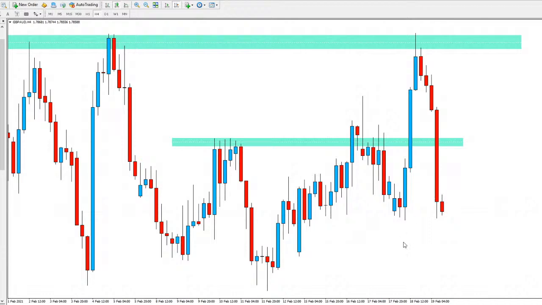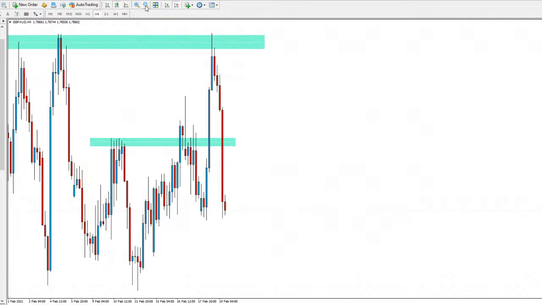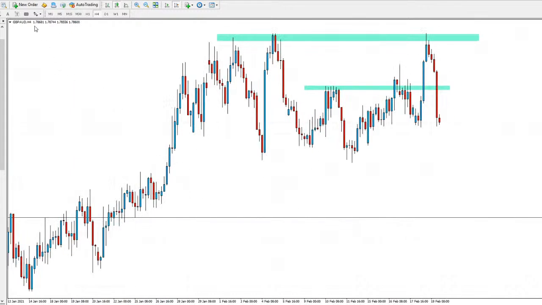I was expecting to see some type of rejection, but as you can see, we had a really big one, and price just retraced the whole bullish movement that we had to the upside. So starting to look bearish now for GBPAUD after that.